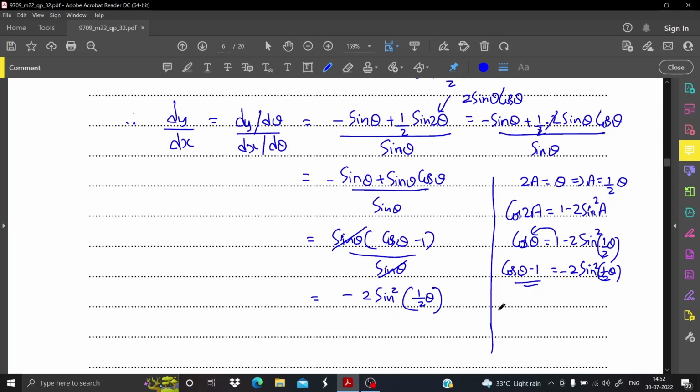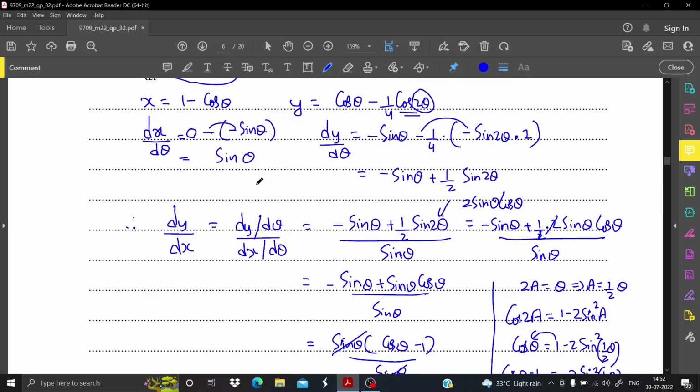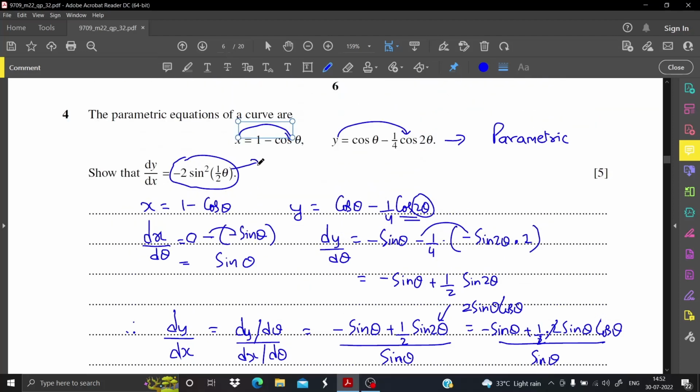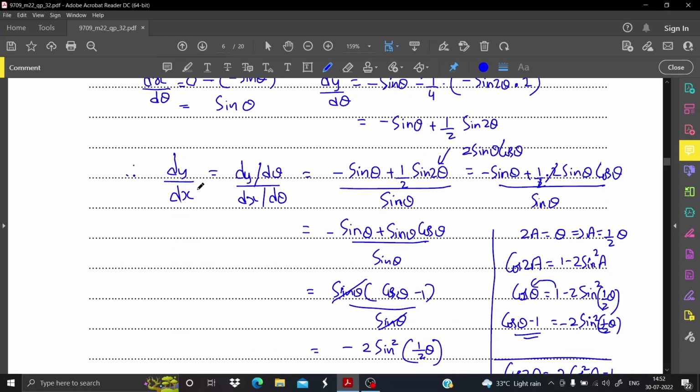Some of you might get a doubt that the double angle formula for cos 2A is also 2 cos square A minus 1. Why don't I use this? You cannot use this here because ultimately we're looking for the answer in terms of sine. So that's how you decide which double angle formula for cos has to be considered.